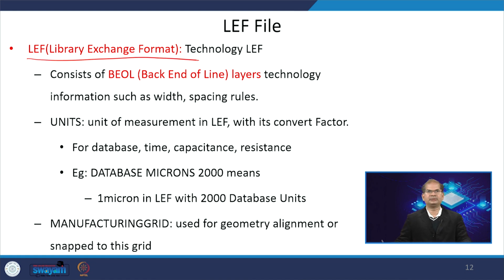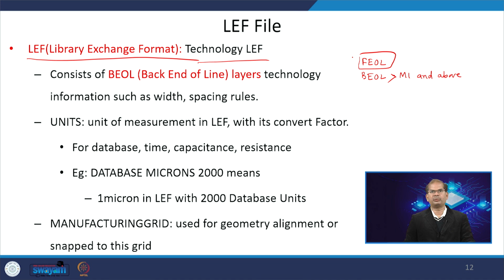It is the library exchange format file, or the technology LEF file. It consists of BEOL, back end of line, layers technology. Whenever you have a process, you have FEOL and BEOL. The back end of line layers are metal 1 and above. So, this LEF file will have all the layers information, which is metal 1 and above. The FEOL information is not provided.